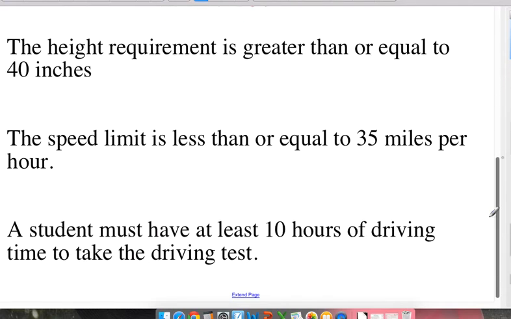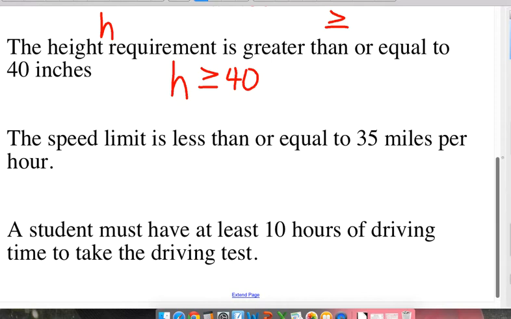Let's try some on our own. The height requirement is greater than or equal to 40 inches. Okay, so we must be at Great America, right? We're trying to ride some rides. And the height requirement, so your height, let's call that H, is greater than or equal to 40 inches. That means your height, however tall you are, has to be greater than or equal to 40 inches. You could be 41 inches, you could be 50 inches, you could be 65 inches tall, as long as it's greater than or equal to 40 inches. That means if you are 40 inches tall, you could ride this ride.